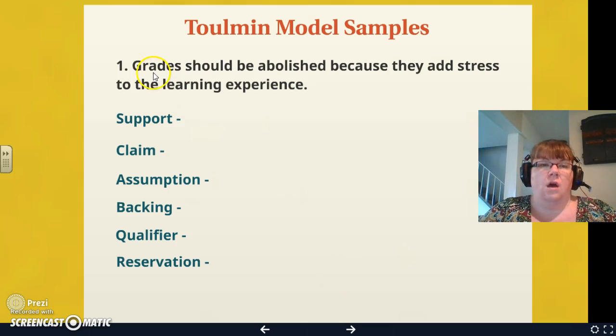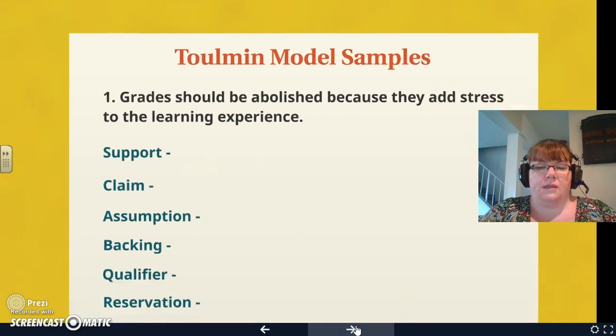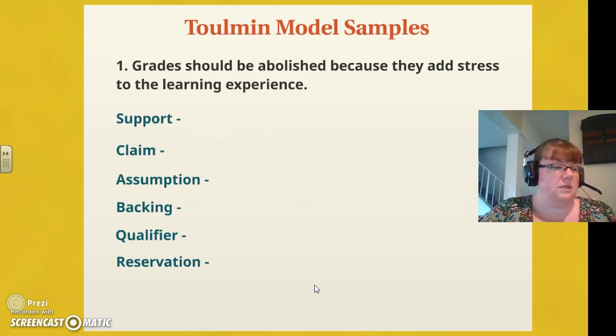Toulmin model. And your topic is grades should be abolished because they add stress to the learning experience. So you come up with the ideas and the aspects. Sorry about that. You come up with the ideas and the aspects, write out the full one, and tomorrow we will discuss it in class.